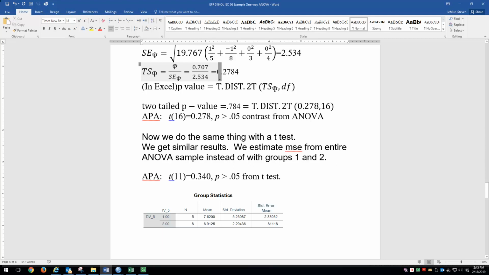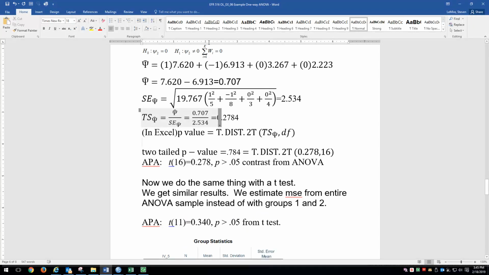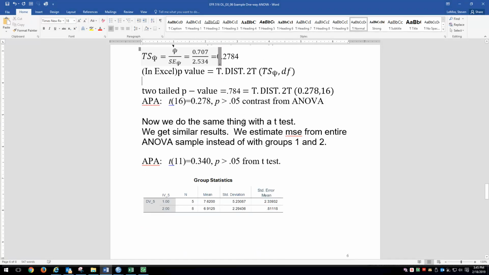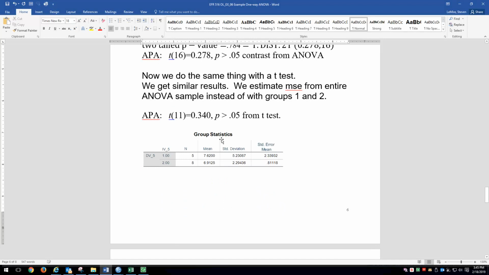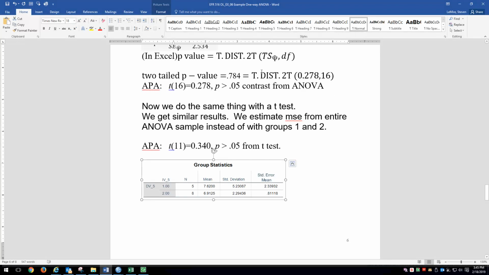Now, we did this based off the ANOVA. What if we just said, okay, I'm just going to go in and do a t-test with these two groups. I went ahead and did that, and here are our results from our t-test. We'll see that our results from the ANOVA, which I'm going to highlight in yellow, are similar to the t-test. We both had p greater than 0.05. The test statistics are a little different.